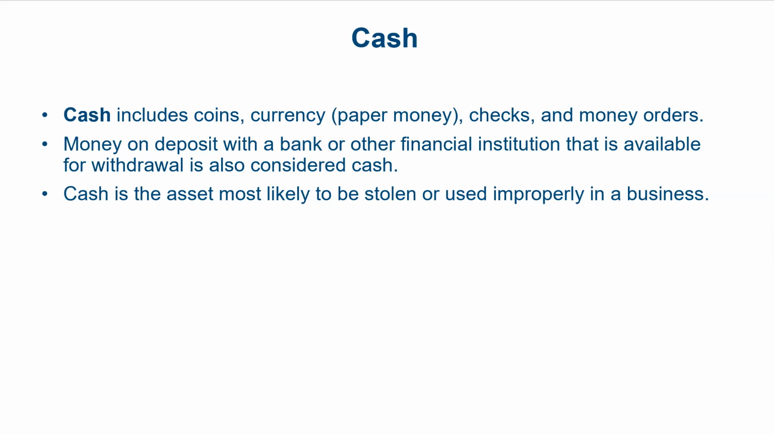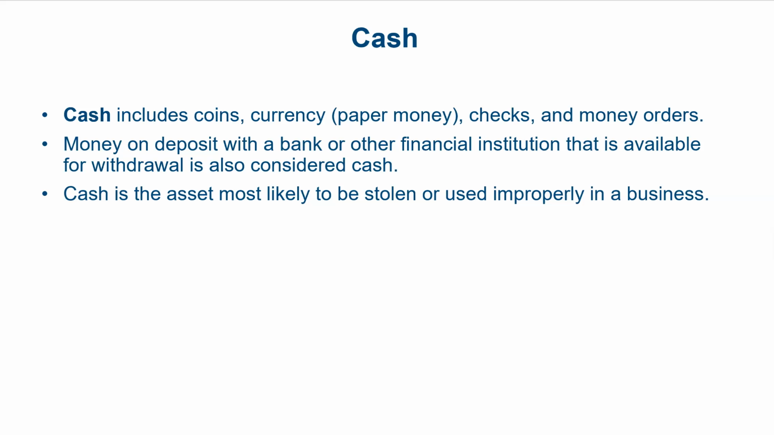All right, let's talk about cash. Cash is one of the important things for a company to safeguard because it's one of the most easily stolen assets. Cash includes coins, currency, paper money, checks, and money orders. Money on deposit with a bank or other financial institution that is available. In other words, money that you deposit to your bank.